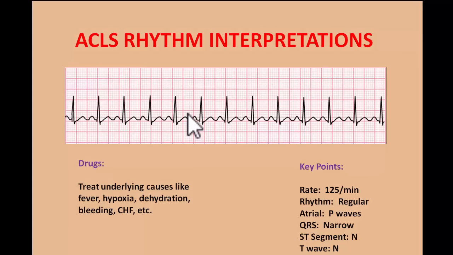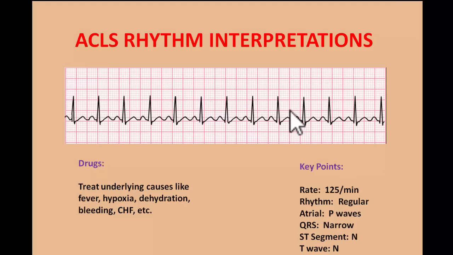All right, now let's look at this one. Again, as I said, we need to look at the rate, the rhythm, the atrial activity, QRS complex, ST segment, and T waves in order to determine exactly what the rhythm represents. Here we have a rate which is like if we have three boxes, the three big boxes, that is 100, and this is 150, so this is between 100 and 150, it's close to 150, so I would say it would be close to like 135. It says 125, but it's close to like 135.